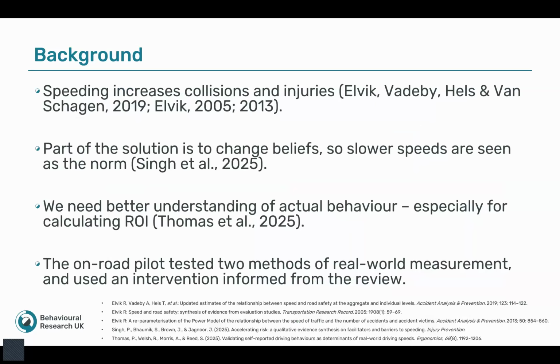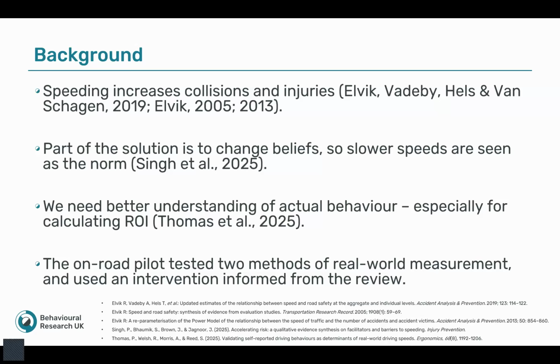The background to all of this is that speeding is known to be a big problem in terms of road safety. It's one of the fundamental issues in road safety that results in an increase in collisions and injuries. We also know that part of the answer to reducing speeding is to change beliefs, not just to do other things like, for example, enforcement. We think road safety practitioners are increasingly realizing that we need to get to a place where the public see slower speeds as part of the normal behavior that we want to see. And there's one very important reason for that.